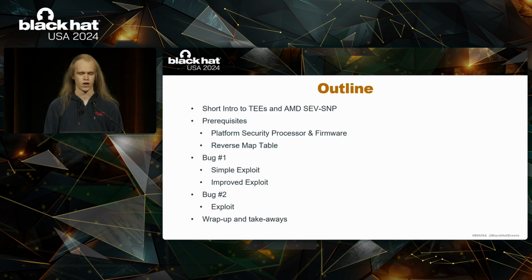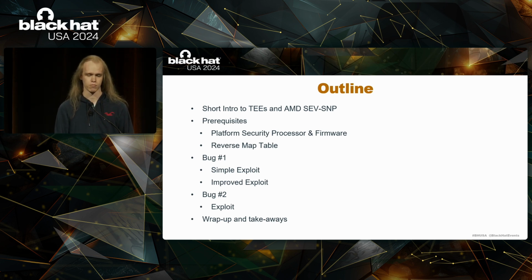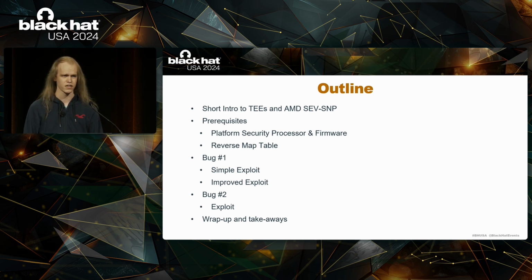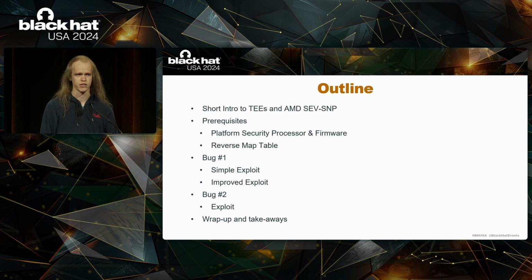Okay, so what will we be talking about today? First off, we'll give a little bit of an introduction about what a TE is anyway. Then we'll talk about one specific implementation, the one by AMD, which is called AMD SEV-SNP. Then we'll talk about some of the implementation details that we need to understand the bugs. Then we'll actually talk about our first bug. Then we'll talk about the maybe most obvious but not necessarily best way to exploit such a bug. Then we'll come up with an even better way to exploit this bug. Then we'll talk about the second bug. Then we'll also talk about how to exploit that one. And in the end, we'll have some wrap-up and takeaways.